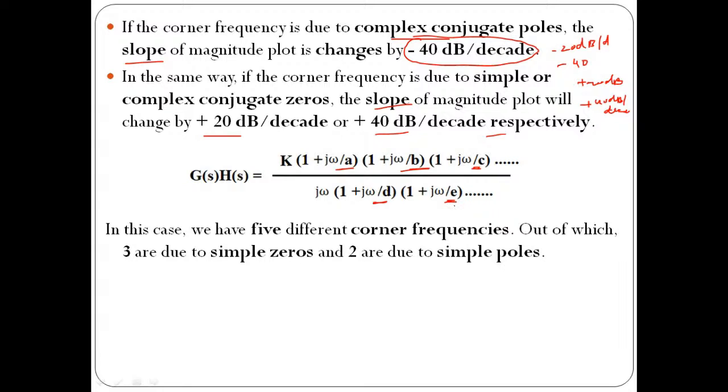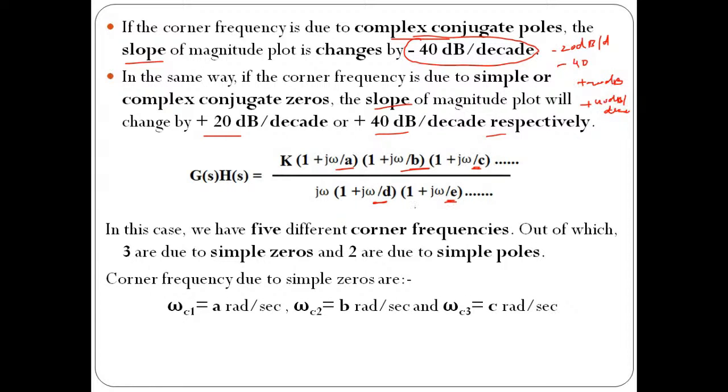So the corner frequencies for simple zeros are like this. See here, this is j omega by a. So the coefficient of j omega is 1 by a. So you need to take 1 by a inverse. It will be a. So see, the corner frequency due to zero is a radian per second.